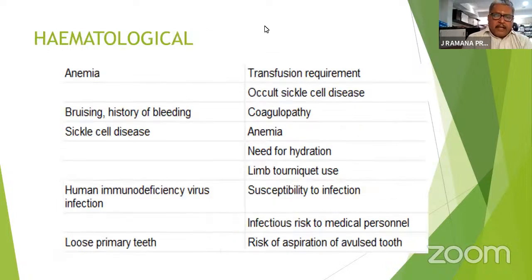Hematological: if anemia is there, it may be occult sickle cell disease, or the baby may require transfusion intraoperatively or postoperatively. History of bruising and bleeding, suspect coagulopathy. If the patient is a known sickle cell, there is a need for hydration, and a tourniquet is not advised in these patients. Human immunodeficiency virus infection: susceptibility to infection. History of loose primary teeth: risk of aspiration of the avulsed tooth.